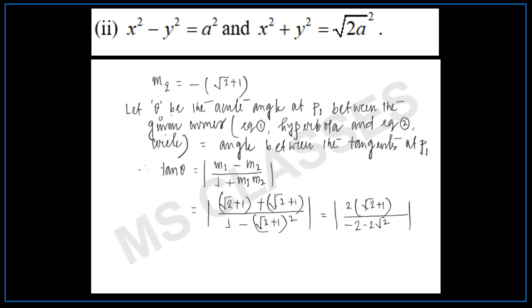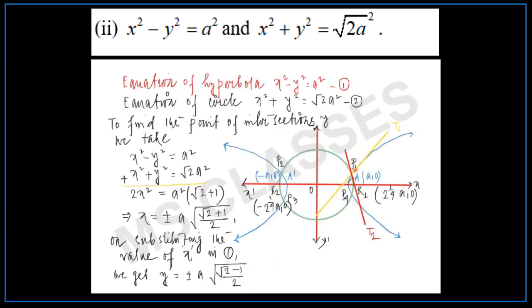Now here if we take minus common, we can write 2 root 2 plus 1 divided by minus 2 common, root 2 plus 1. That gives us 1. And therefore theta equals 45. So the angle between the two curves at the point P1 is 45. The acute angle obviously is 45. So these two tangents have been drawn, and the acute angle which you get is 45.